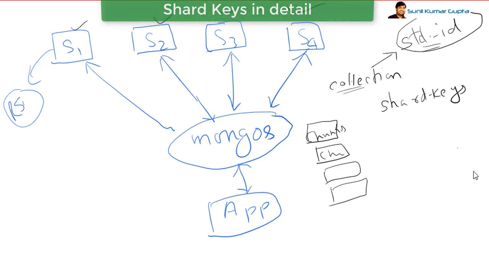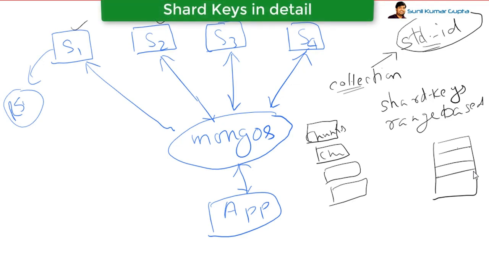Suppose we made student ID a shard key, and this shard key is range based. Okay, so it is actually range based. What we will do is divide this collection into chunks. These chunks will have this shard key student ID, so based on the student ID, it will be divided.